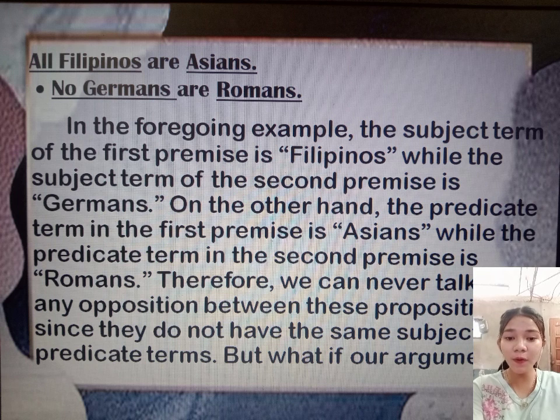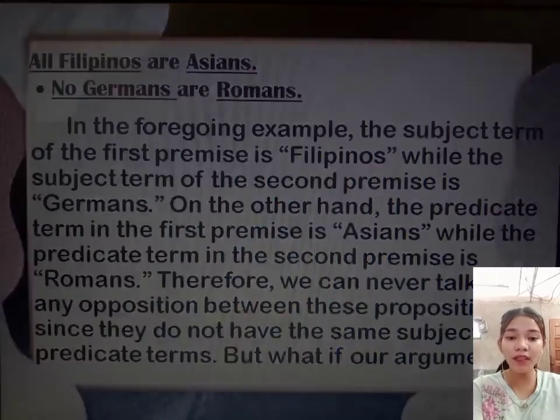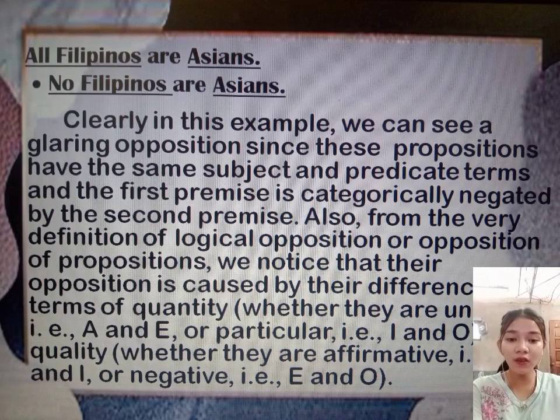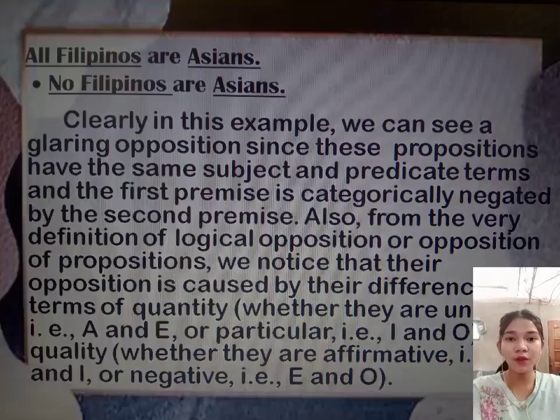So for example, the argument cannot be called an opposition because in the first and second premise, the subject and the predicate differ. Ang subject man sa first premise kay Filipinos while ang second premise is German. In addition, ang ilang predicate kay Asia man og Romania. Sa second example sa argument, matawag na siya og opposition because same na sila duha ka premise og subject and predicate term.